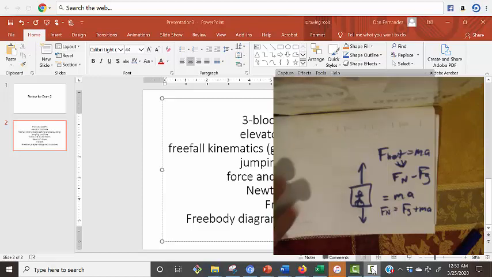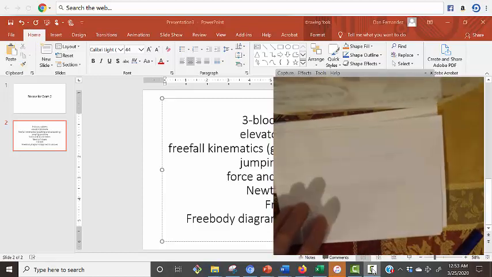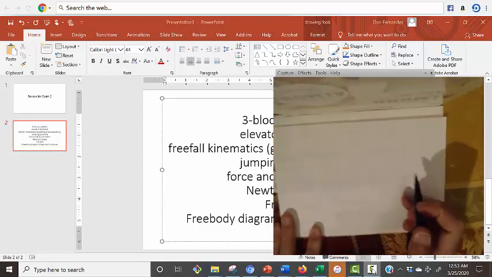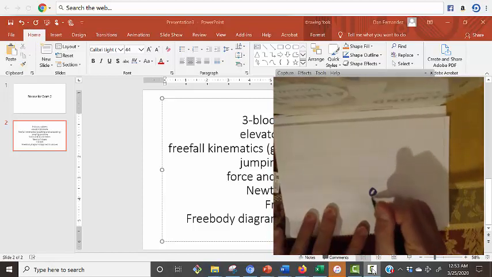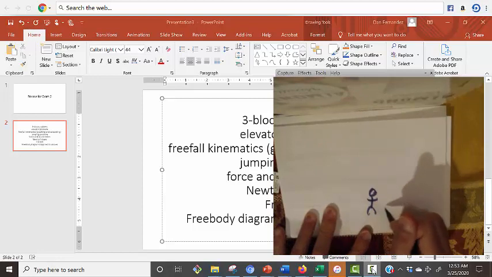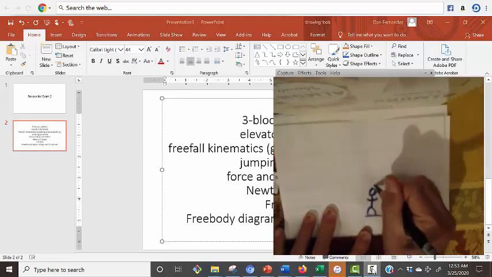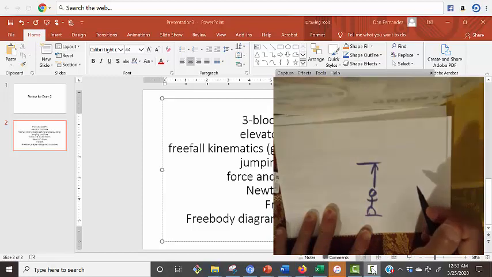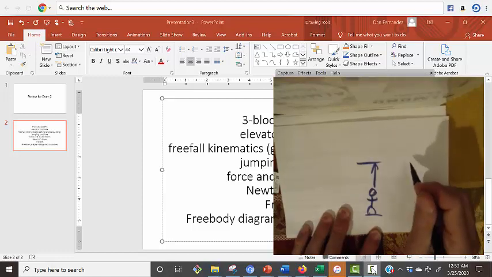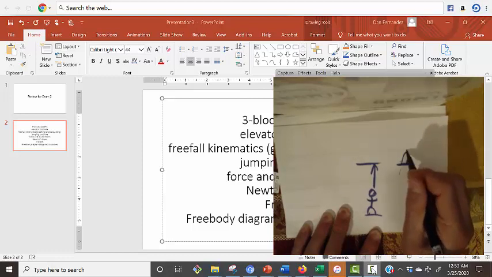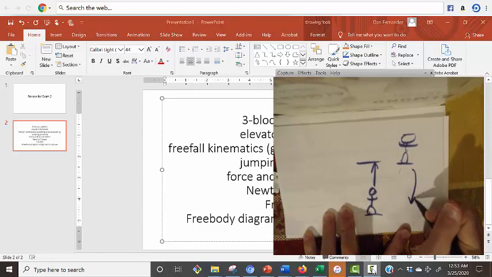There's the jumping problem. So for the jumping problem, the question, of course, is when a person leaves the ground, how fast do they have to be moving to get to a certain height? That's the jumping problem. Of course, the landing problem is if they start from a certain height, how fast are they going to be moving right before they hit the ground?